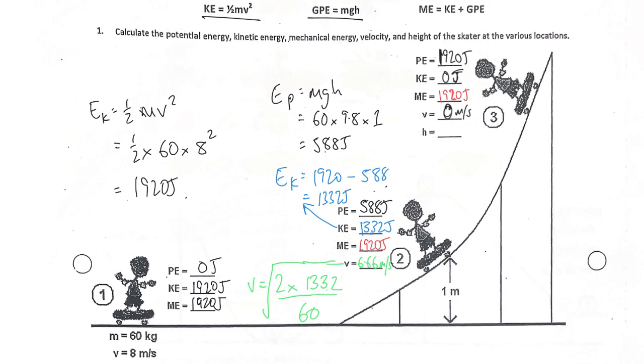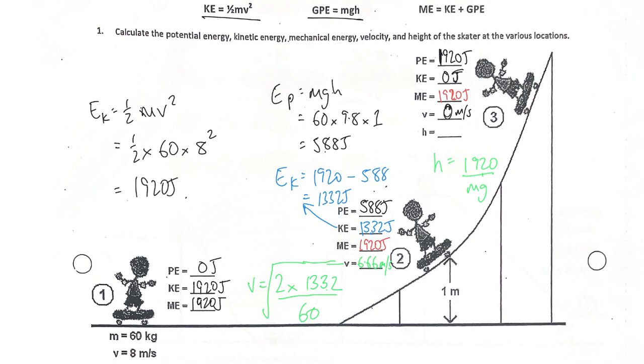So let's have a look. Which equation should we use to solve for h? The gravitational potential energy is the only one with the h in it. So we have to rearrange the equation to get h. h is equal to EP over mg. That's the rearrangement of that equation. I can substitute in values. What's my EP value?